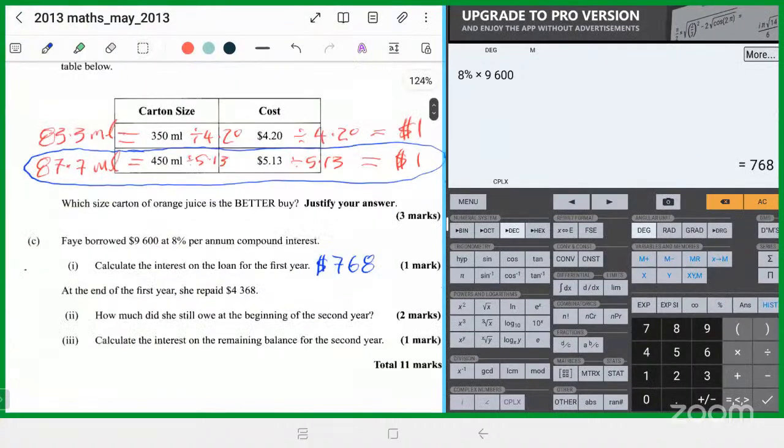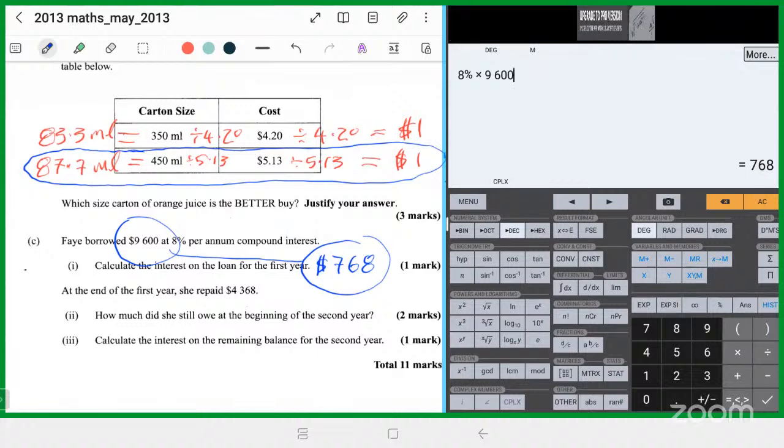It says at the end of the first year, she repaid this. All right, so let's look at it now. So it means that the amount owing is going to be reduced by this. It says, how much did she still owe at the beginning of the second year? So the amount owing at the beginning of the second year is the amount that she started with plus the interest minus this amount. Subtract the amount that was repaid. That's the amount owing at the beginning of the second year.